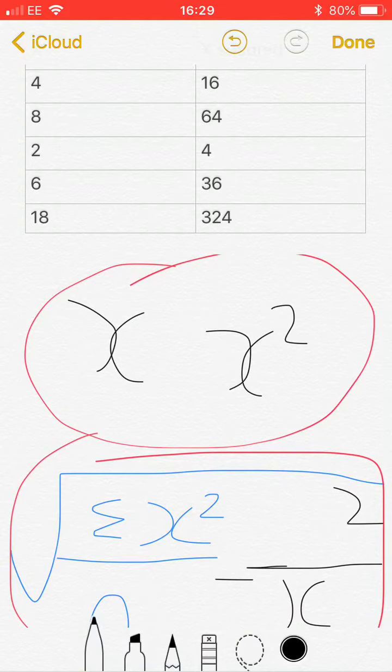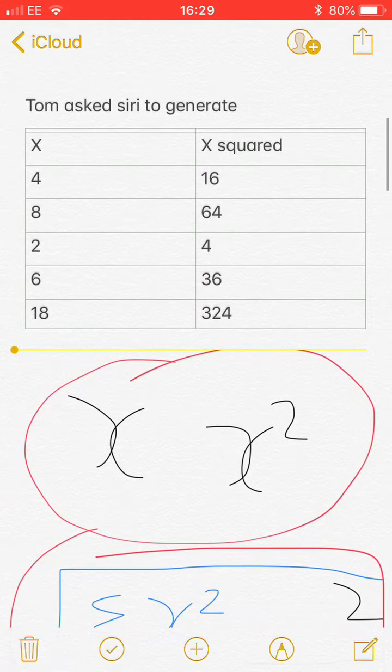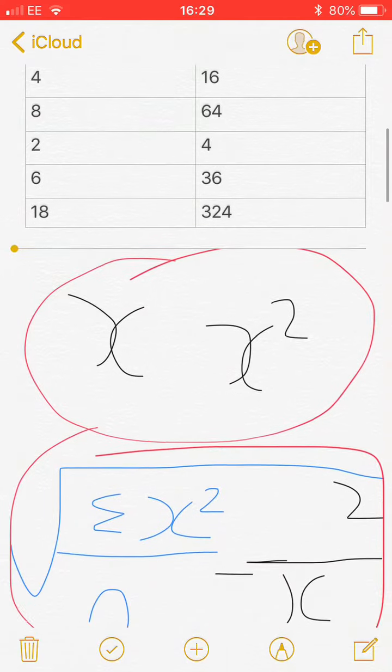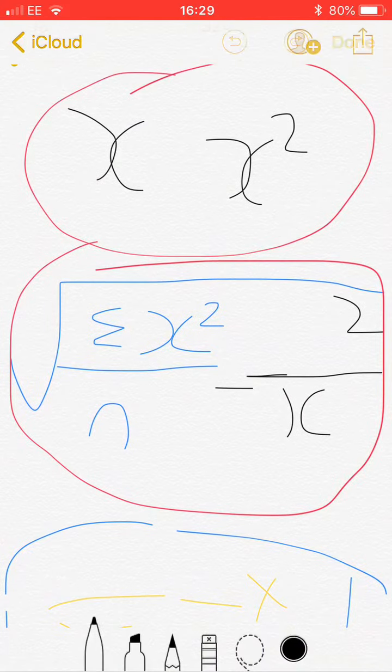This is normally seen in the x and y axes. And this is x squared. X squared is whatever the value of x times the value of x. So if I said x equals 3, x squared would be 9. And this is the formula we're going to be using.